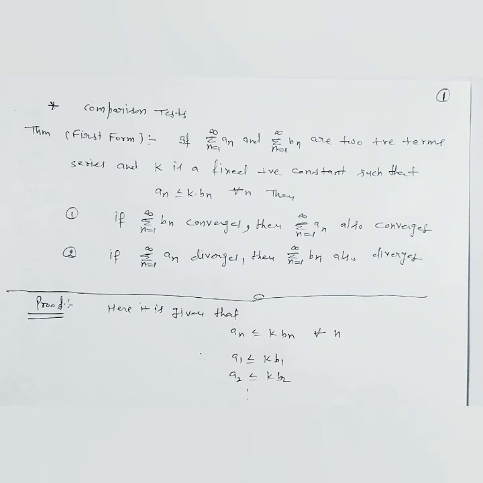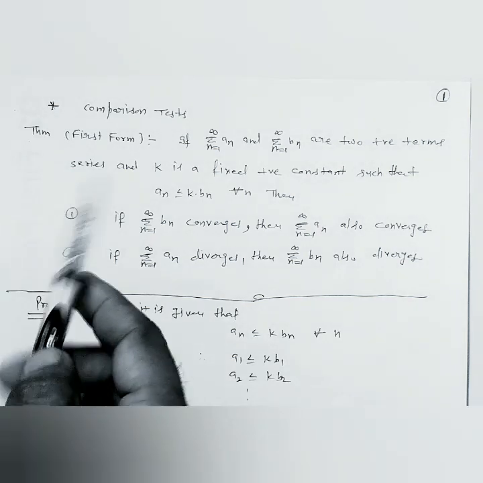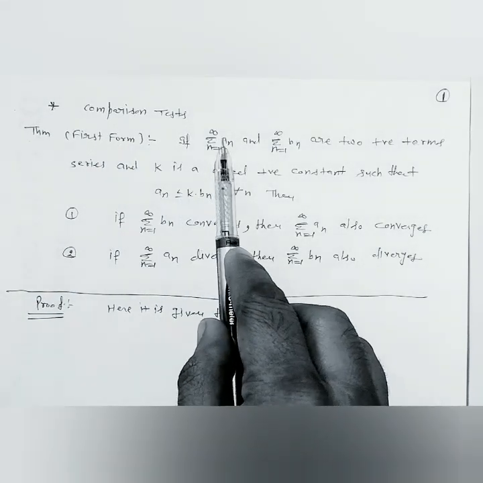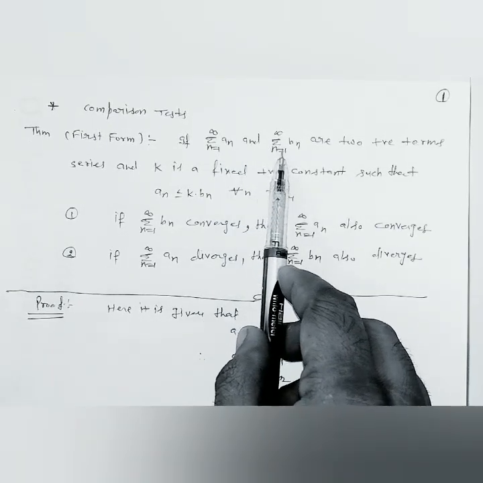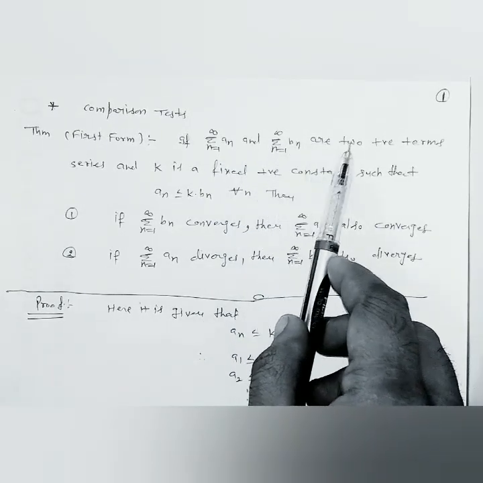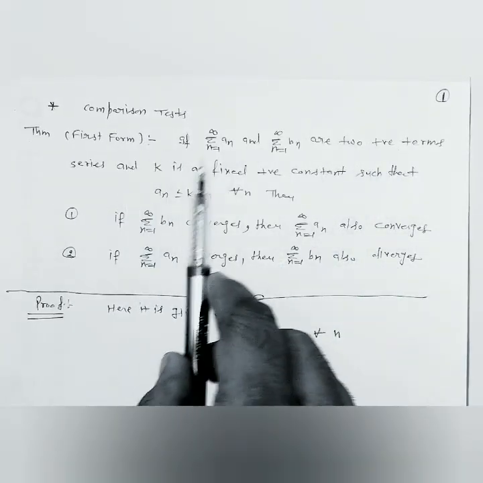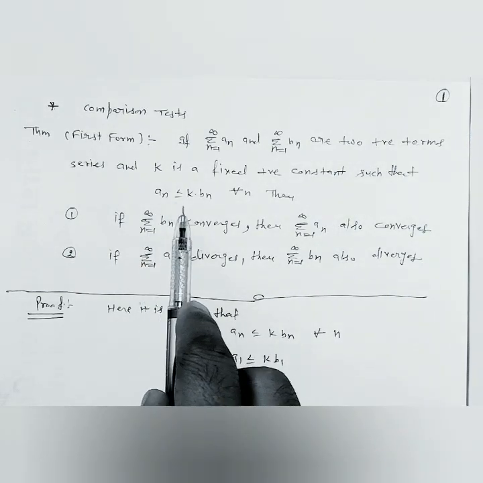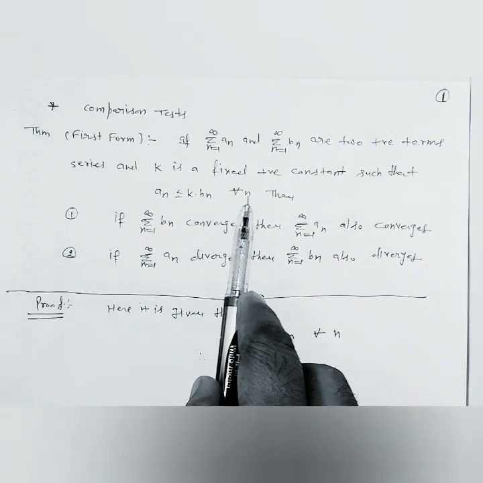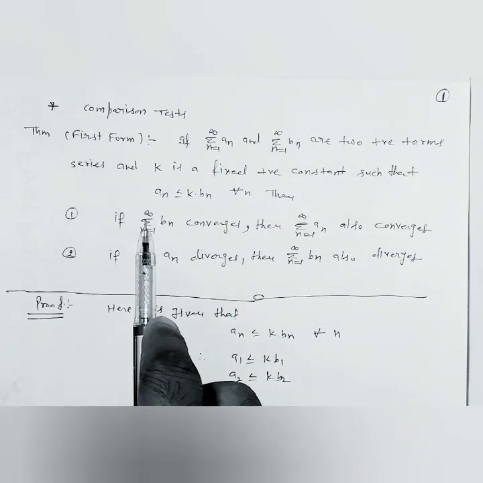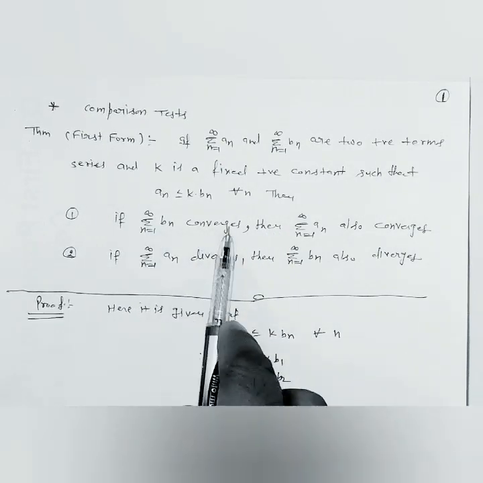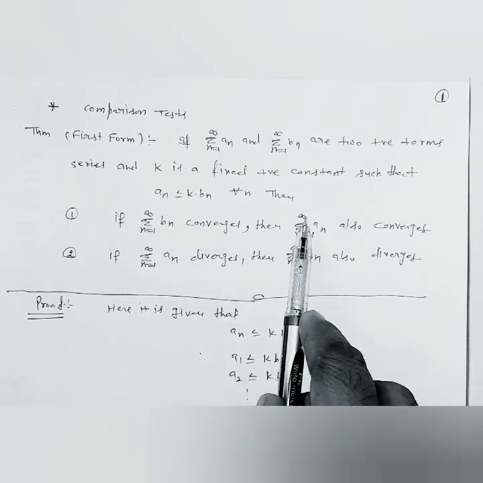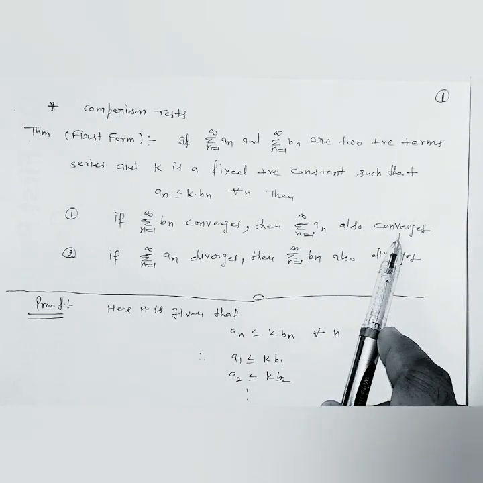of positive term series. The first theorem, say first form of comparison test: if summation n equals 1 to infinity an and summation n equals 1 to infinity bn are two positive term series and k is any fixed positive constant such that an is less than or equal to k times bn for all n, then show that if summation bn is a convergent series, then summation an is also a convergent series.